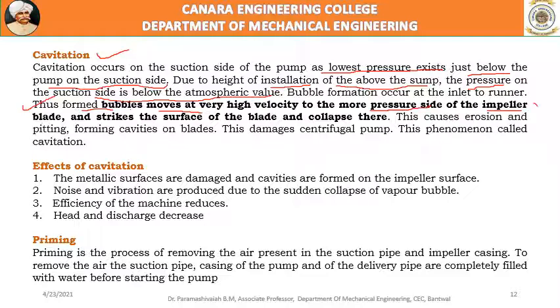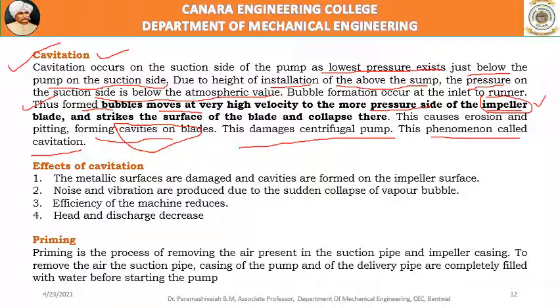Okay, so thereby damaging this impeller. Pitting, forming cavities on the blades of the impeller. So cavities are formed. So that process of formation of cavities due to the bubble formation and movement of these bubbles with high velocity and causing damage to the impeller, that damage in the form of forming the cavities, is called cavitation. This damage in a centrifugal pump, this phenomenon is called cavitation.